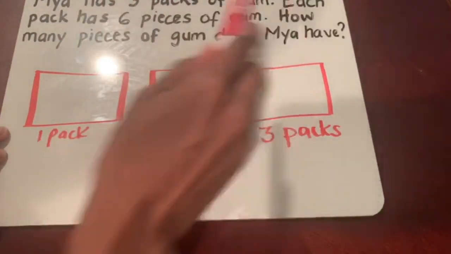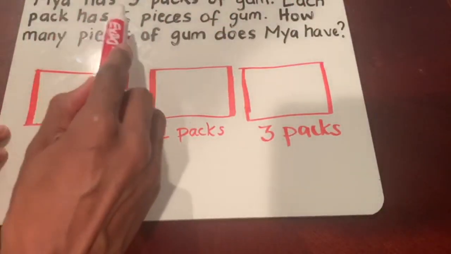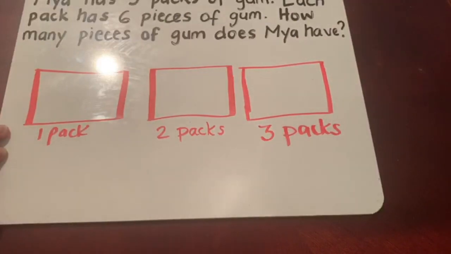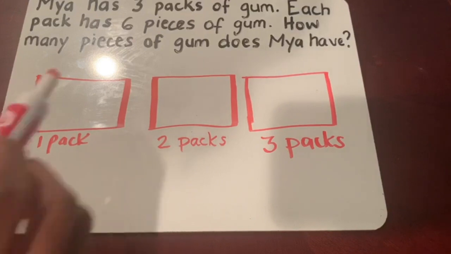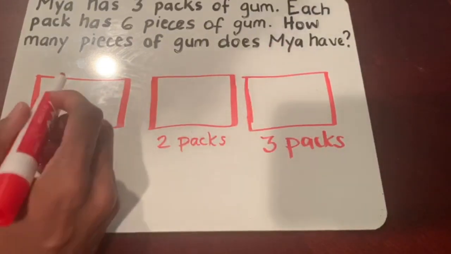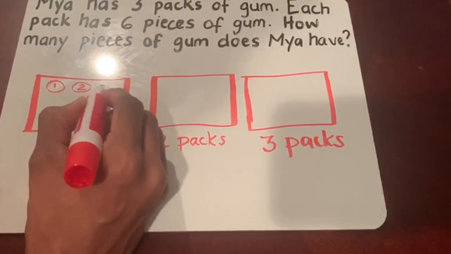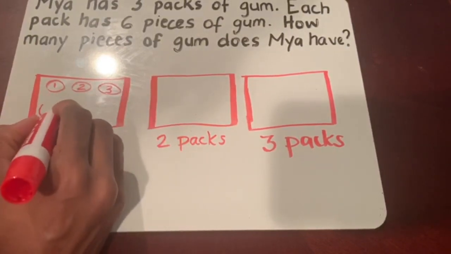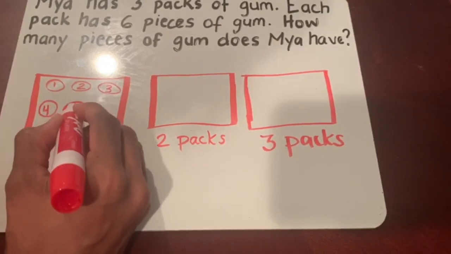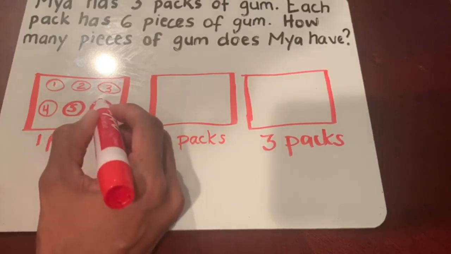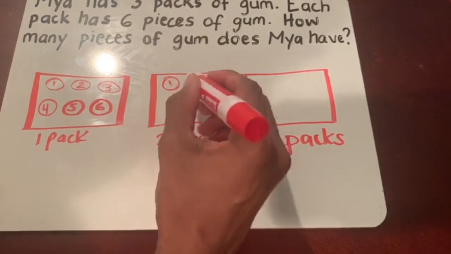Next line, each pack has 6 pieces of gum. Am I able to represent that in my drawing? Yes, I can. I can draw 6 pieces of gum in each pack. 1, 2, 3, 4. Notice how I label the numbers on the inside of my circles, just for me to keep track of how many circles I have so far. I know that's 6. I can see the numbers.